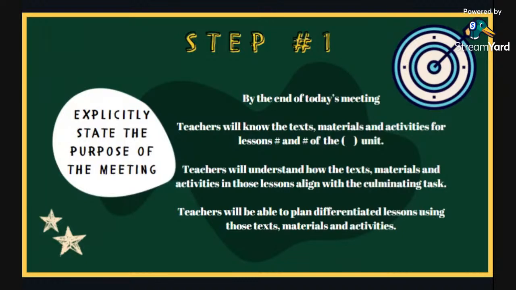The CUB is the same for every lesson internalization meeting, regardless of the unit. We only need to adjust the lesson numbers. So it is: by the end of today's meeting, teachers will know the text, materials, and activities for lessons blank and blank, or however many lessons you're internalizing of the fill-in-the-blank unit. Teachers will understand how the text, materials, and activities in those lessons align with the culminating task, and teachers will be able to plan differentiated lessons using those texts, materials, and activities.